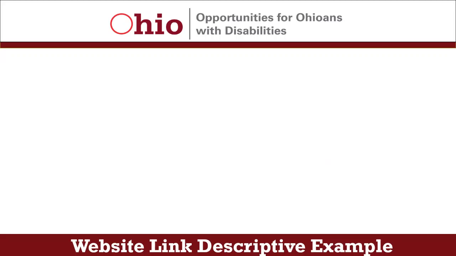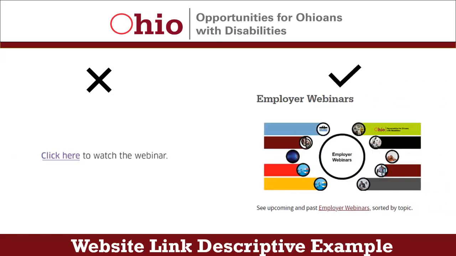So the tip is to avoid using "click here" to direct someone to select a link to connect to another web page or resource. We've included an example of what not to do and what to do in the PowerPoint slide. Instead of stating "click here to watch the webinar" with the link embedded in the words "click here," state this as "see upcoming and past employer webinars sorted by topic," with the link embedded in the words that describe what the link is connecting the user with.